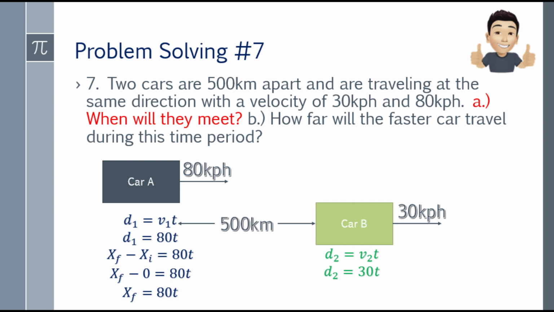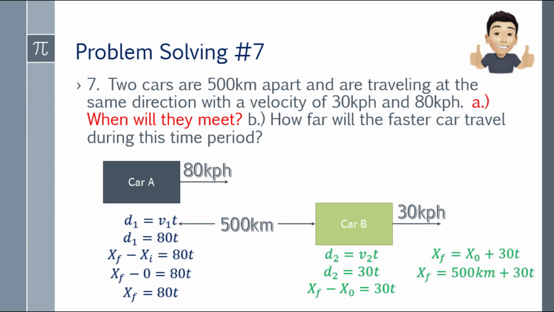Next naman, sa car B, distance is equal to Vt din, di ba? So, the final position minus initial position. Final position mo ang hinahanap. But, ang initial position mo, that will be 500 kilometers. Nakalamang ka na kasi ng 500 kilometers. So, algebraically, the final position will be 500 kilometers plus mo yung 30t.